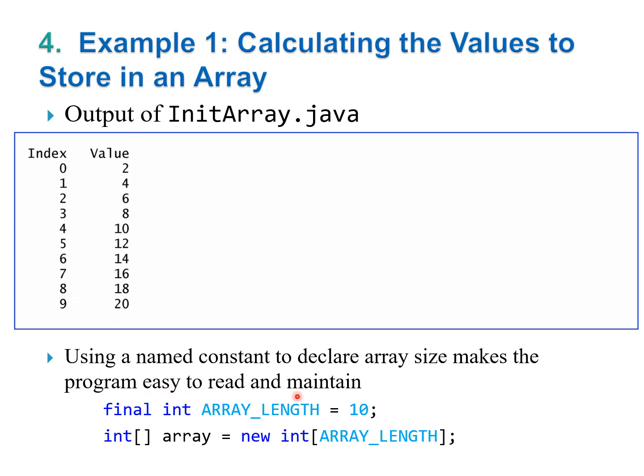In this program, we use the array length constant to declare the array. In general, using a named constant or final variable to declare array size makes the program easy to read and to maintain. For example, anytime you want to get the array length, you can just use this constant. Or if you want to modify it, you can just modify it here once.